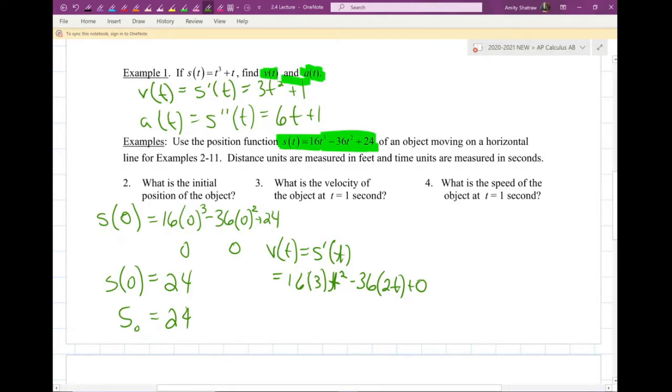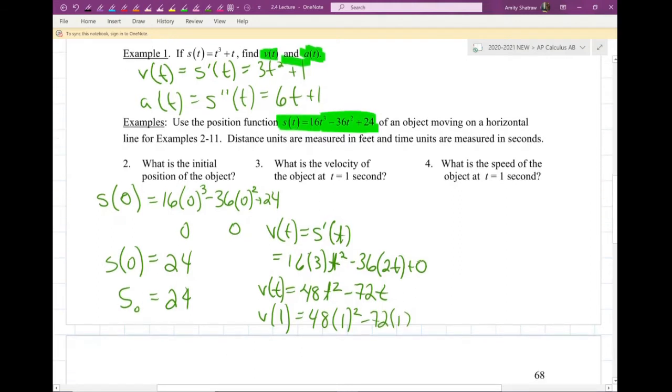If you wanted to simplify it because you need to find out what it is at 1, then I would say v of t is 16 times 3, which is 48t squared, and 36 times 2 is 72. Let's make that a negative 72. And then if I want to plug in 1, I can find out that 48 times 1 squared minus 72 times 1 is going to end up being v of 1 equals 48 minus 72. I leave you to find that.